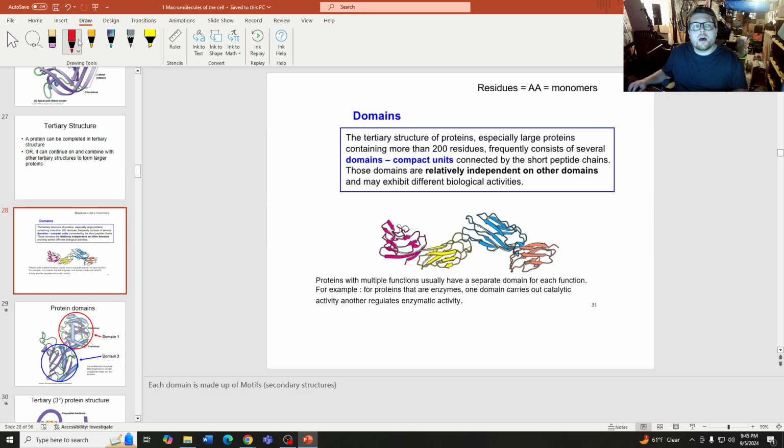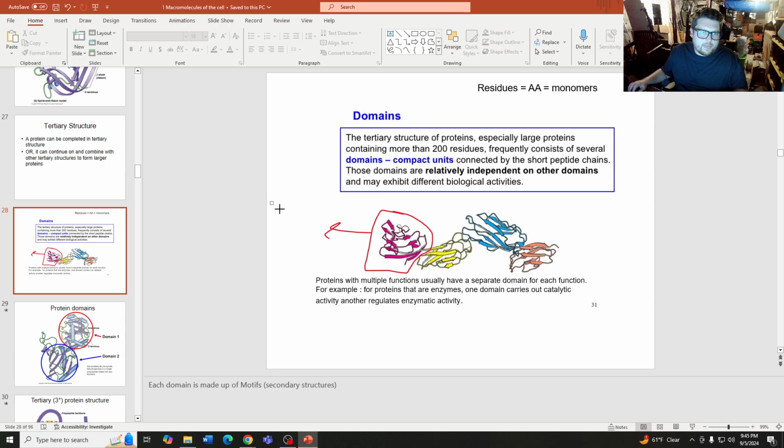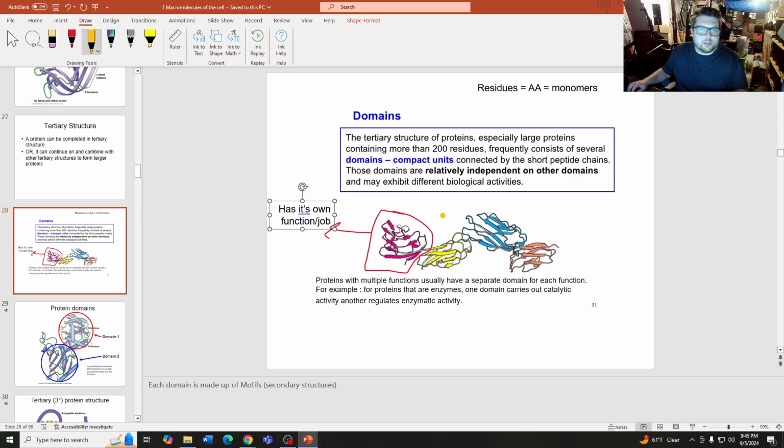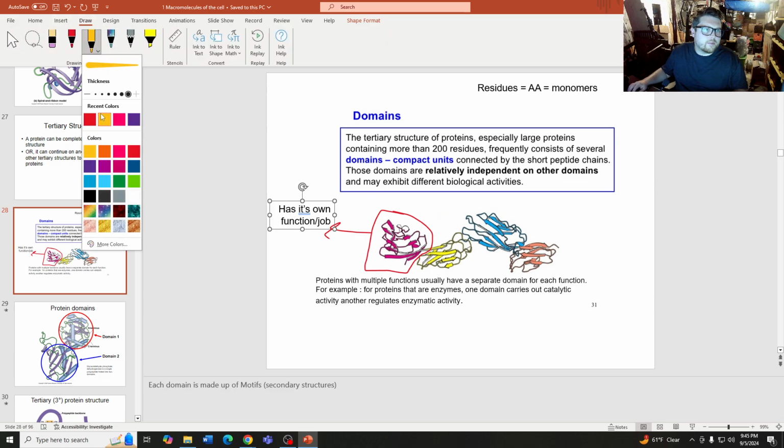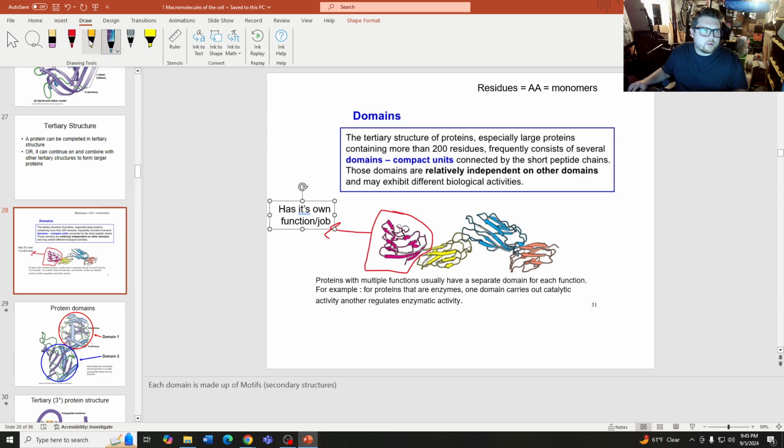So this is saying that in some, not all, proteins, you can have these subunits. This one right here has its own function or job. And then we look at this chunk right here, which does a different job.